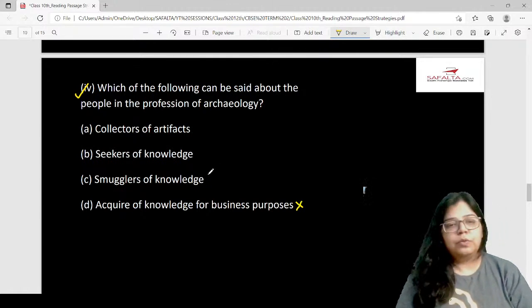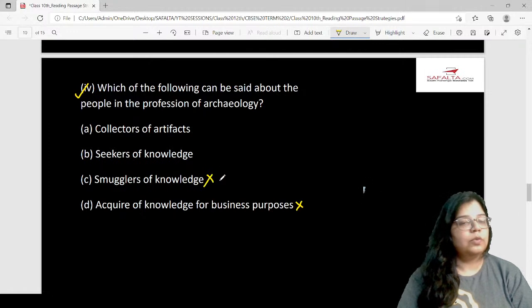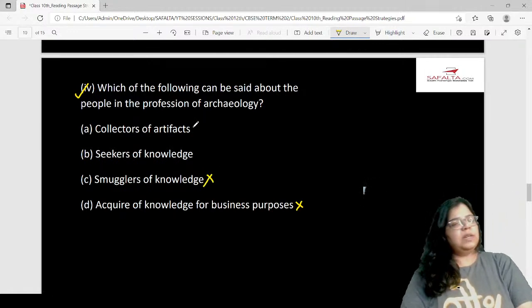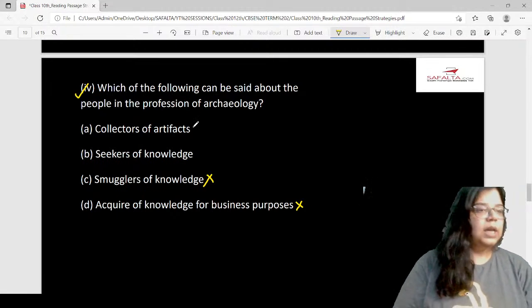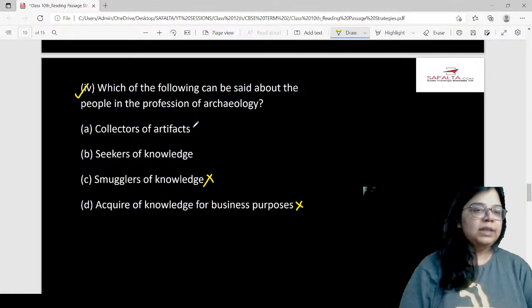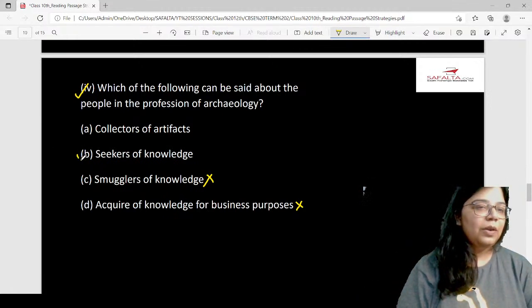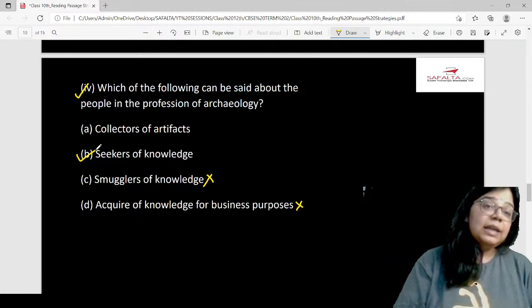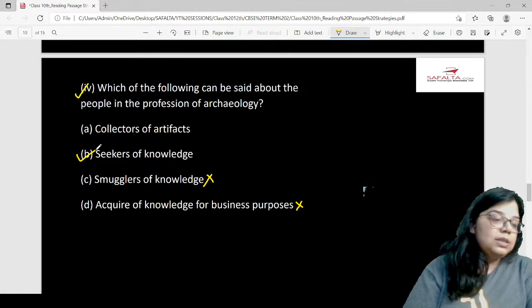Are they smugglers of knowledge? No, they are not smugglers of knowledge. Are they collectors of artifacts? No, they are not collectors, because if they were collectors, then they would have become very rich. If they had the artifacts, they would have sold it off and they would have become very rich. So what are they actually? They are seekers of knowledge. So again, you didn't have to go through the entire passage, understand its meaning, and then attempt this passage.